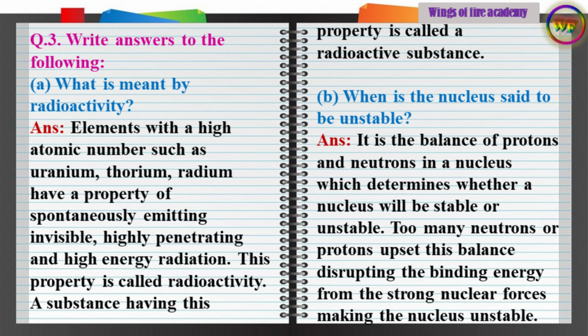B. When is the nucleus said to be unstable? Answer. It is the balance of protons and neutrons in a nucleus which determines whether a nucleus will be stable or unstable. Too many neutrons or protons upset this balance, disrupting the binding energy from the strong nuclear forces, making the nucleus unstable.